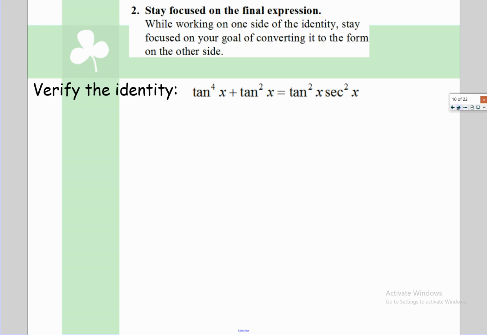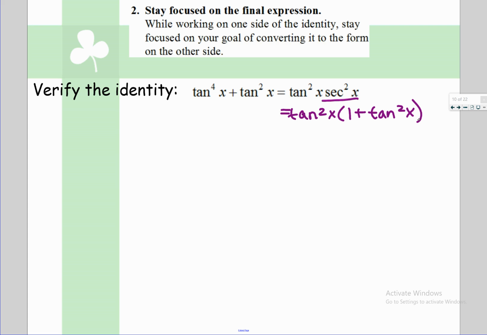So ideally, I would love to take this secant squared and replace it with something better that's more like what I see on the left side. What could we replace secant squared with? 1 plus tangent squared. It's a Pythagorean identity. Anything that's squared, look at the Pythagorean identities. I can replace it with 1 plus tangent squared. So I'm going to work on the right side here. 1 plus tangent squared.